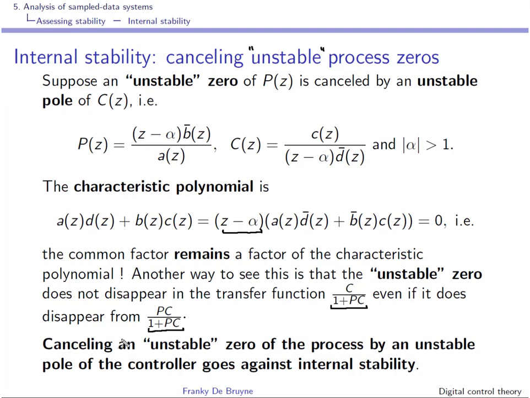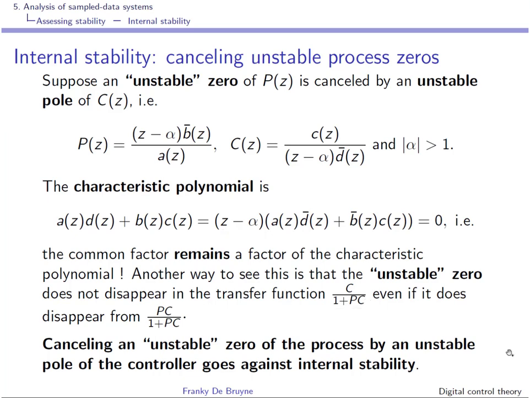So it is also forbidden to cancel an unstable zero between quotes of the process by an unstable pole of the controller, as this will also go against internal stability. As you can see, this transfer function here will be unstable, and by the way, this transfer function links, for example, the set point SP to the output of the controller MV.